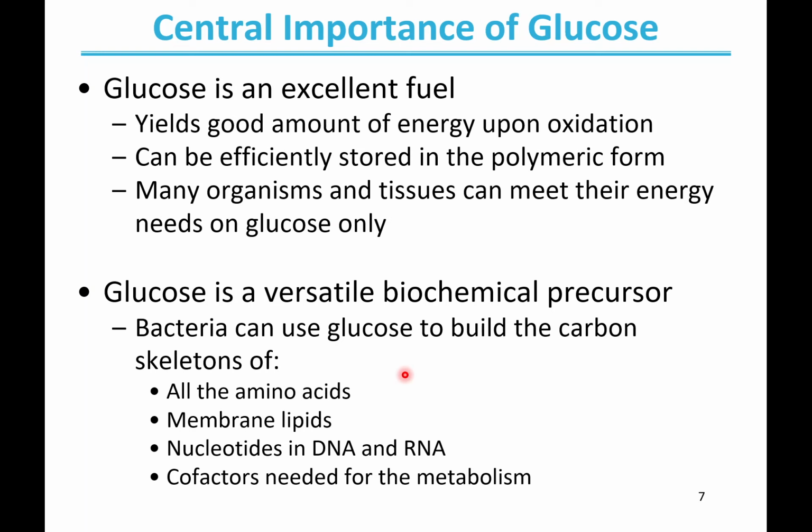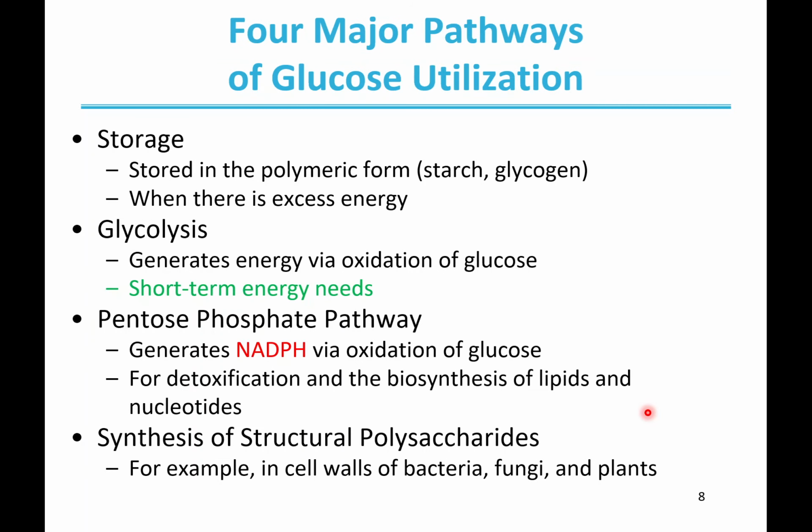Glucose is also a versatile biochemical precursor, right? Some bacteria can use glucose to build carbon skeletons of basically everything they need: all the amino acids, membrane lipids, nucleotides, and cofactors needed for metabolism. So it's a very useful molecule. There are four major pathways of glucose utilization: storage, glycolysis, the pentose phosphate pathway, and the synthesis of structural polysaccharides.